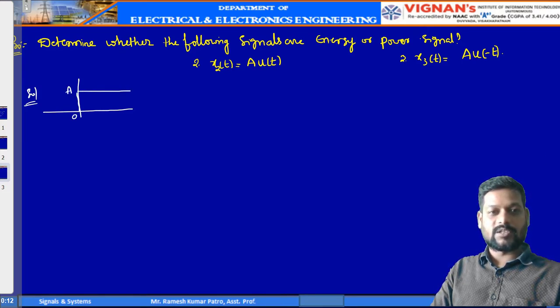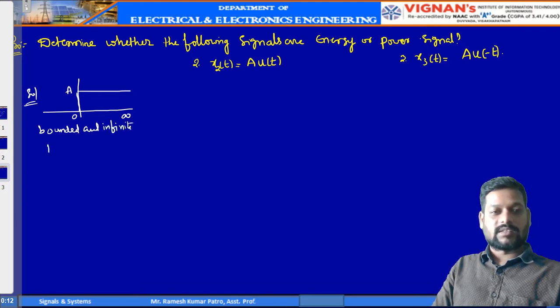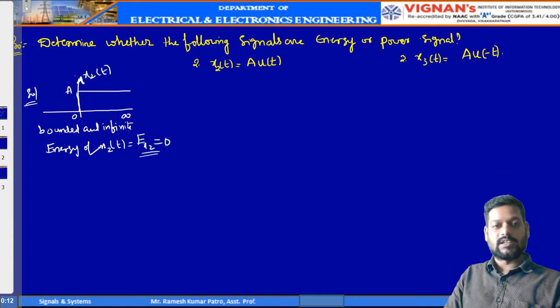So this signal is extending from 0 to infinity. Again, this is a bounded and infinite signal, right? So obviously the energy of x2 of t, which is equal to E x2, turned out to be infinity, right?